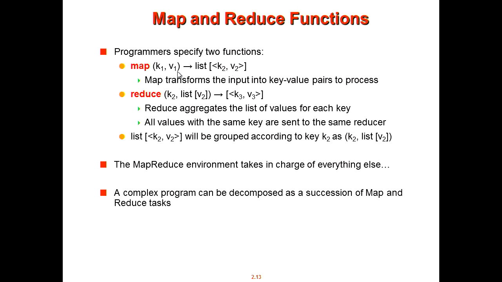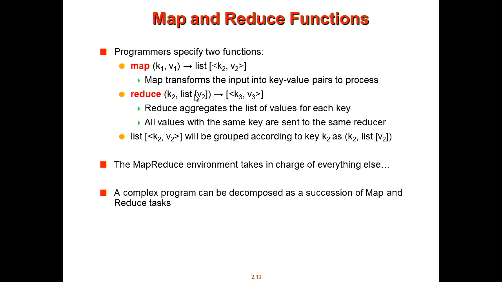In word count, the input is a document ID and document contents, a list of terms, and the local count of this term in this document represented by V1. So in this map function, it transforms the input into key value pairs for later processing. And in the reduce function, what it receives is a key and a list of values for this key.